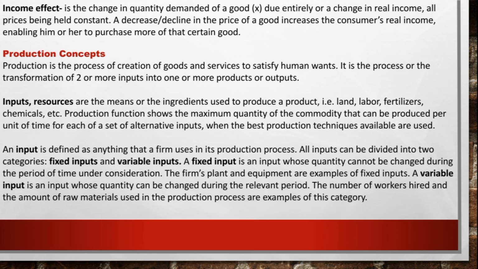An input is defined as anything that a firm uses in its production process. All inputs can be divided into two categories: fixed inputs and variable inputs. A fixed input is an input whose quantity cannot be changed during the period of time under consideration. The firm's plants and equipment are examples of fixed inputs. A variable input is an input whose quantity can be changed during the relevant period. The number of workers hired and the amount of raw materials used in the production process are examples of this category.